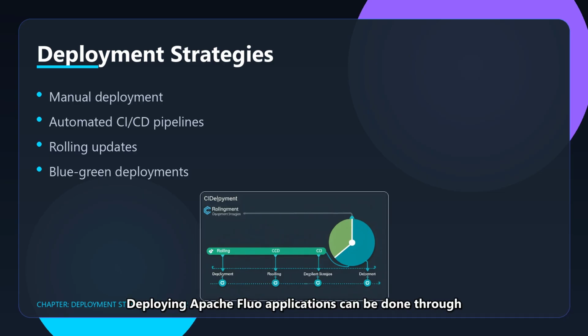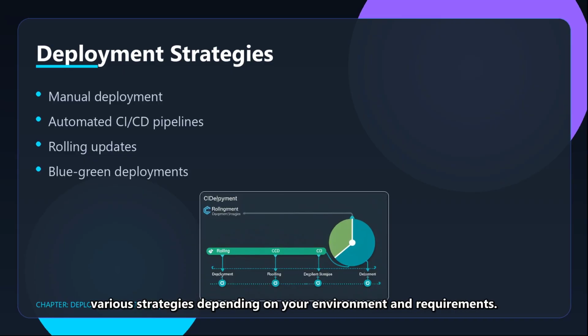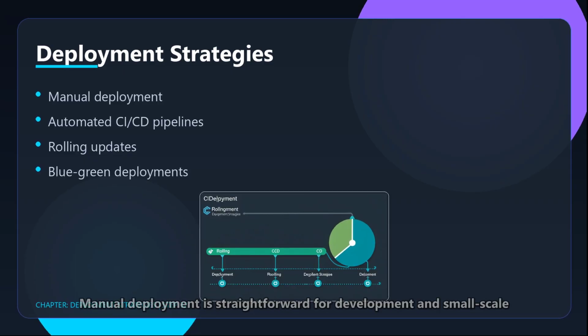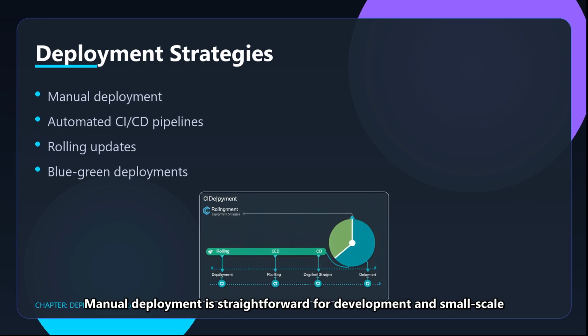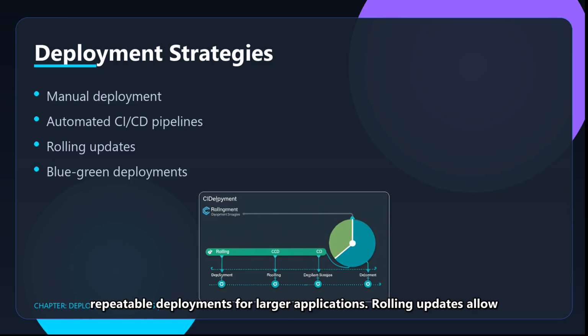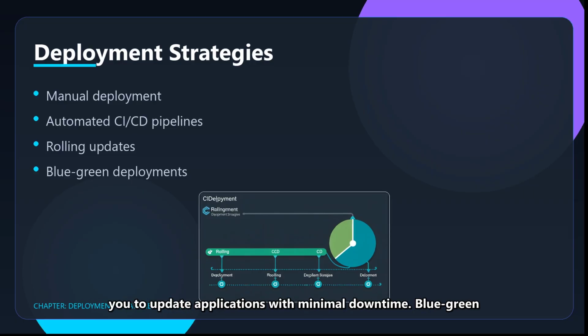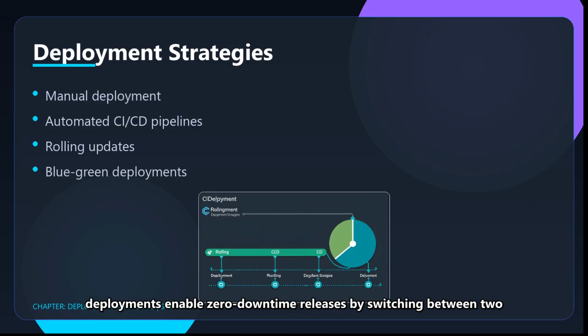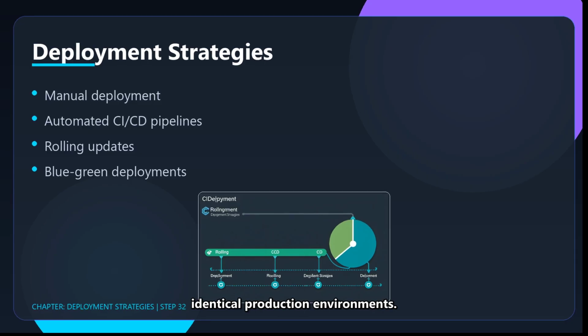Deploying Apache Fluo applications can be done through various strategies depending on your environment and requirements. Manual deployment is straightforward for development and small-scale production use. Automated CI/CD pipelines provide consistent and repeatable deployments for larger applications. Rolling updates allow you to update applications with minimal downtime. Blue-green deployments enable zero downtime releases by switching between two identical production environments.